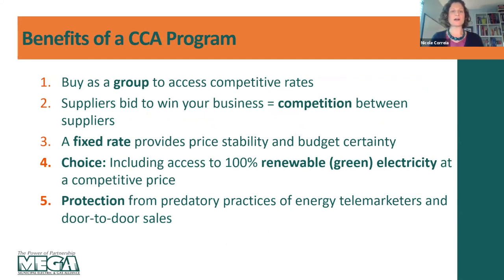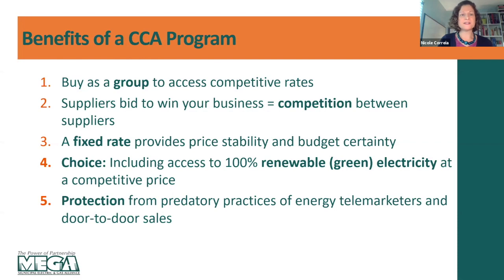There are a few other benefits as well that make this program attractive to municipalities and to their residents. In addition to the group purchase we just talked about, suppliers are bidding to win your business through a competitive RFP process. So you have that benefit of competition between suppliers to give you the best price and the best terms for your electricity. The program also locks in a fixed rate for your electric supply so that you have price stability and budget certainty over a set term. So there won't be fluctuations in the cost of your electrons.